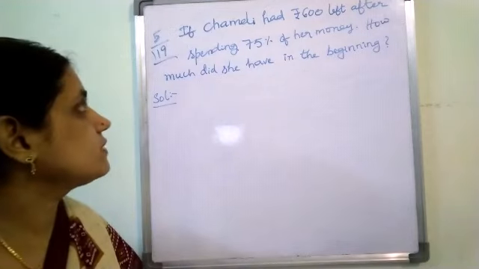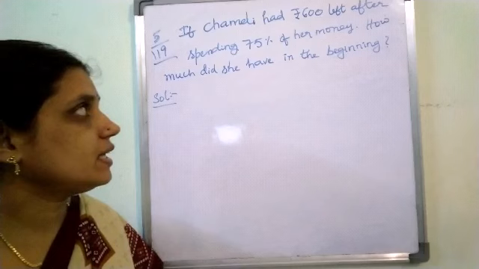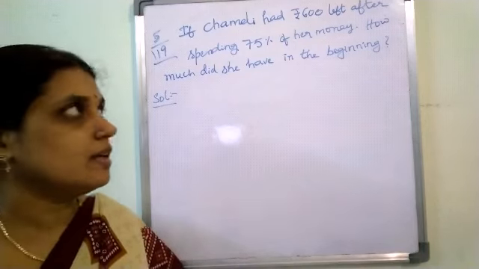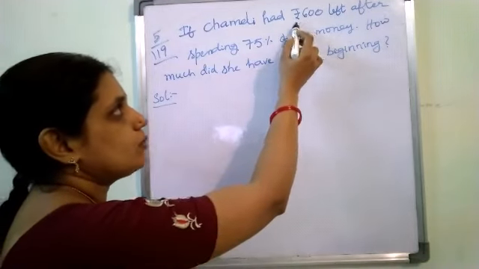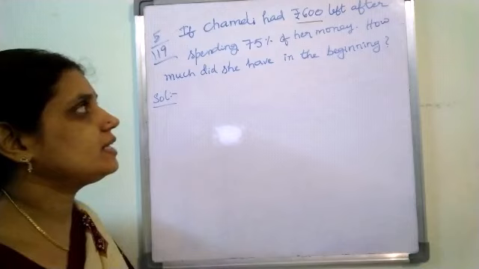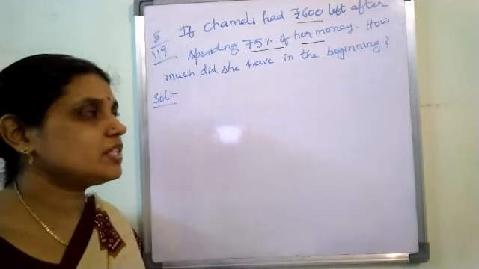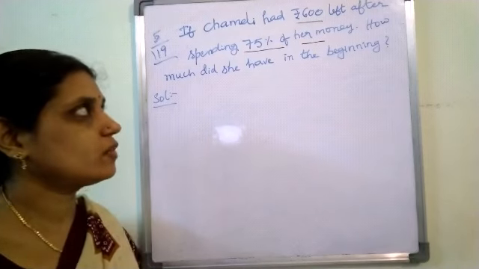Next sum, that is fifth. If Chameli had 600 rupees left after spending 75% of her money, how much did she have in the beginning? So here once if you observe what is given, 600 rupees left after spending 75% of her money. So what is the total money she had in the beginning? We don't know. Okay. That's what we have to find out.